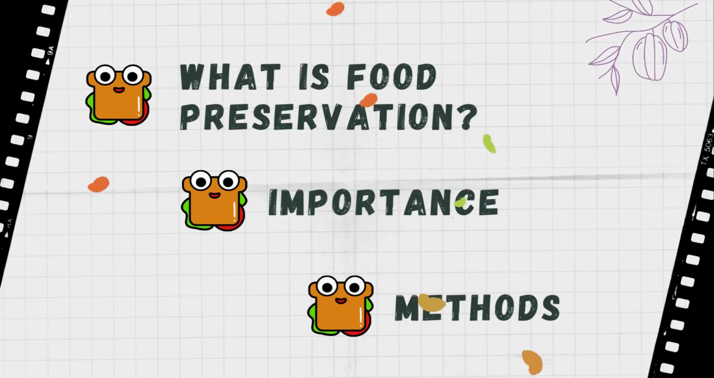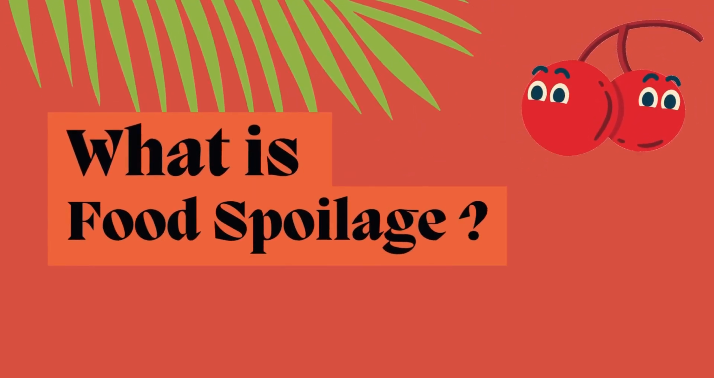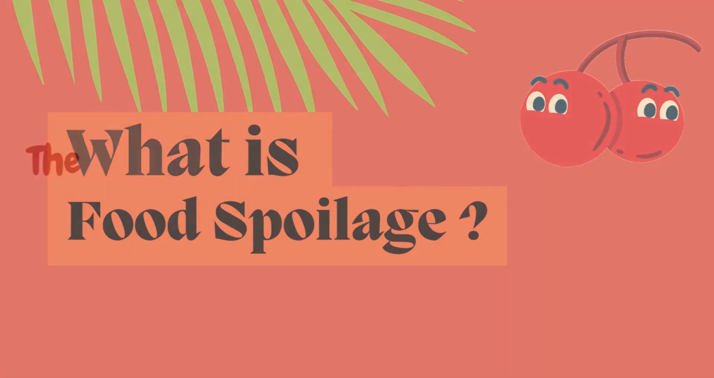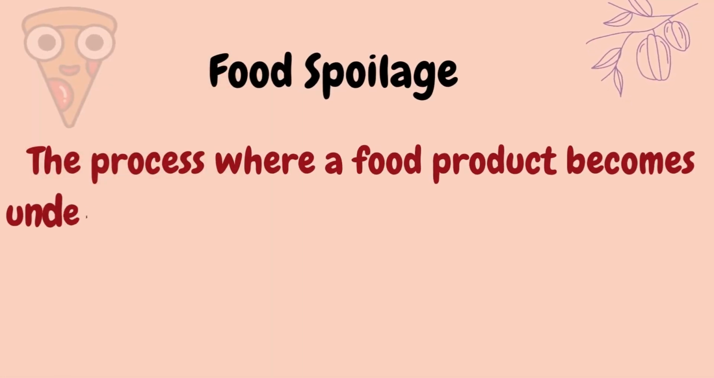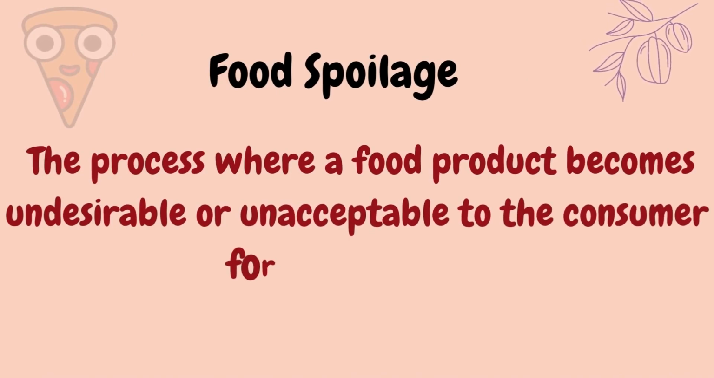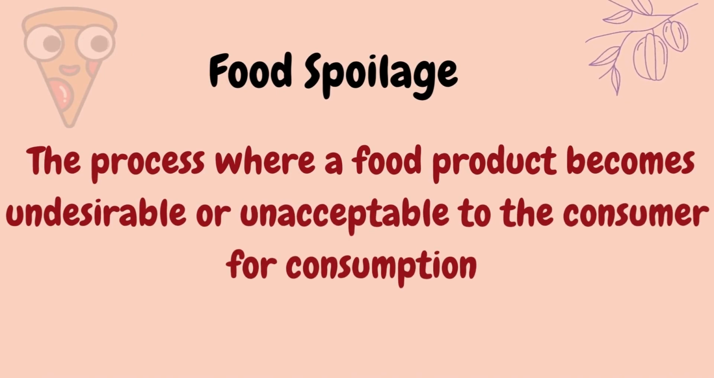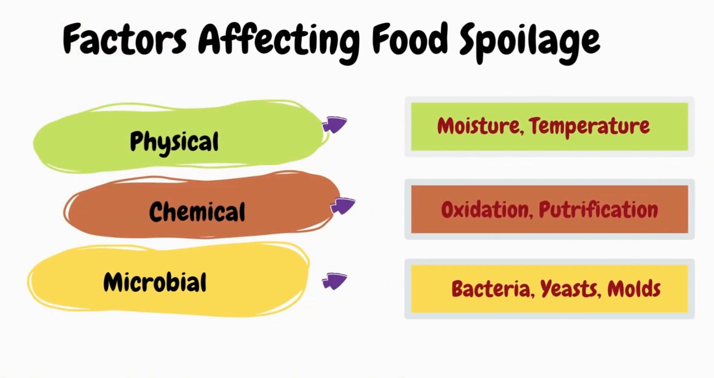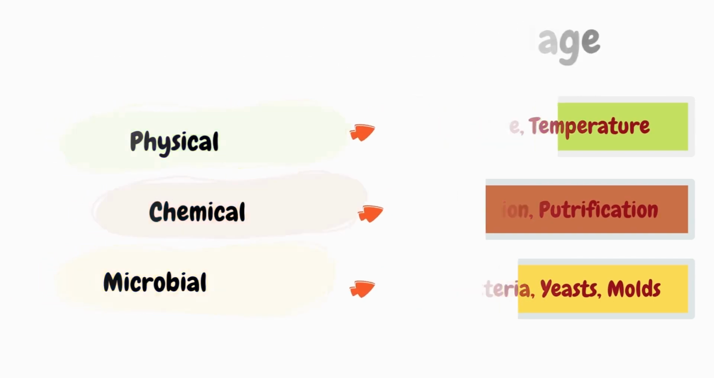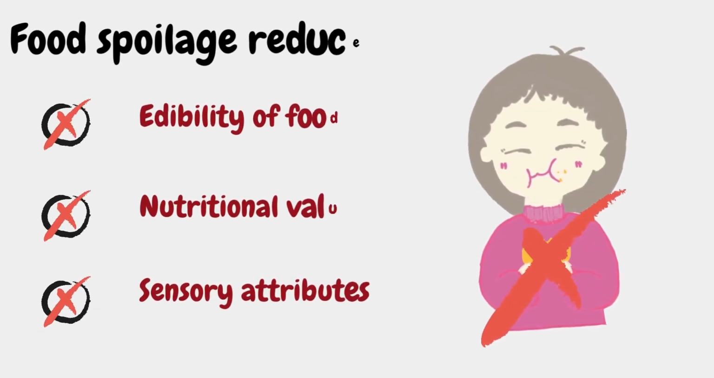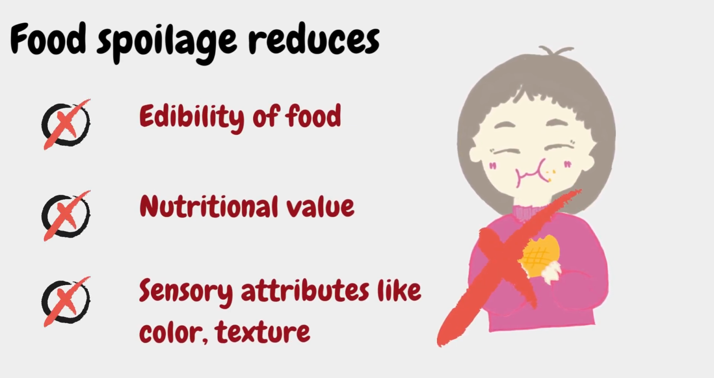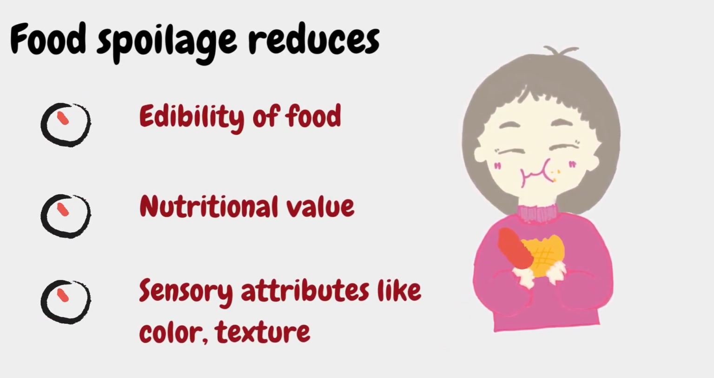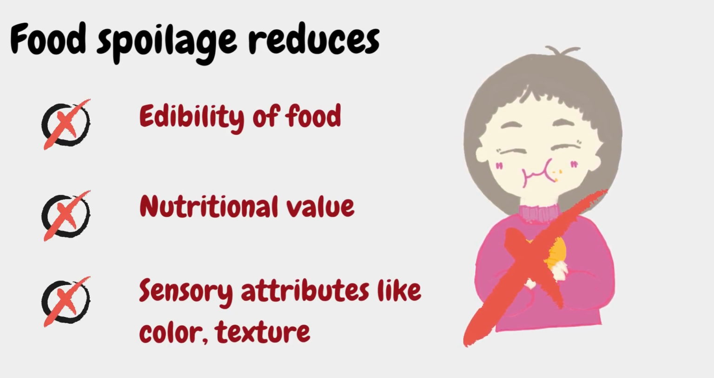Okay, let's begin with the definition of food preservation. Before we move into the definition, have you heard of the term called food spoilage? The idea is that all food that we are consuming may undergo a different level of deterioration because of different reasons. The reason for this food spoilage can be physical, chemical or microbial reaction. As a result of that, it will reduce the edibility of food and make them unfit for human consumption. As well as it will reduce the nutritional value and sensory attributes like color, texture, and flavor of food.